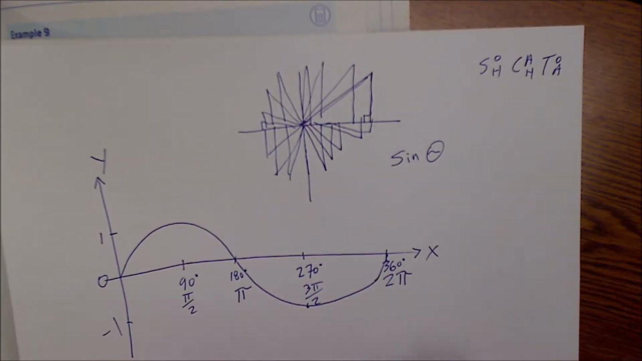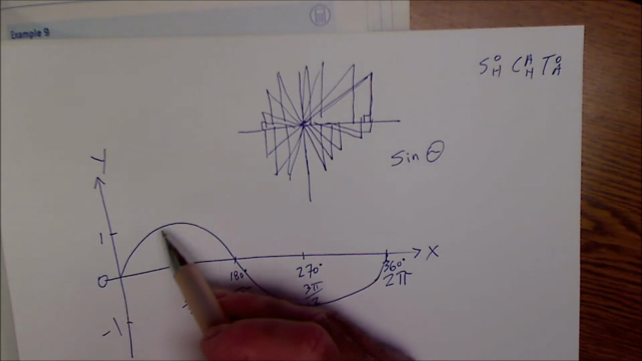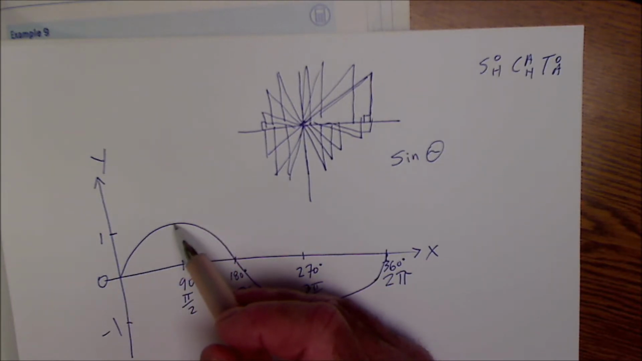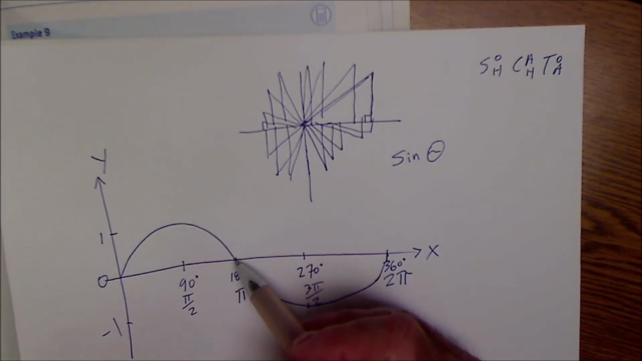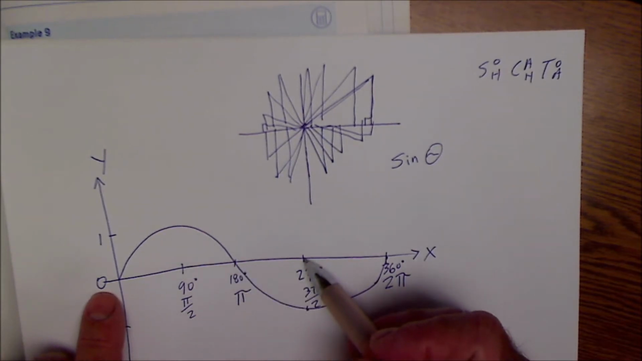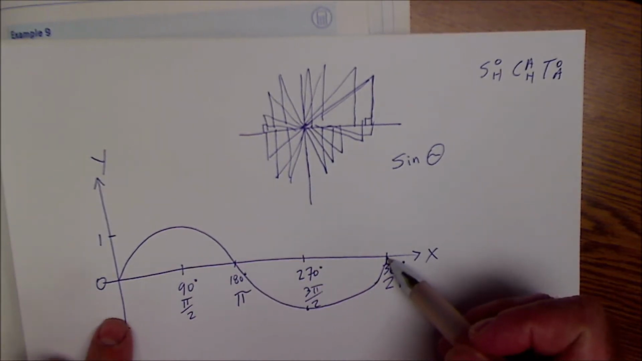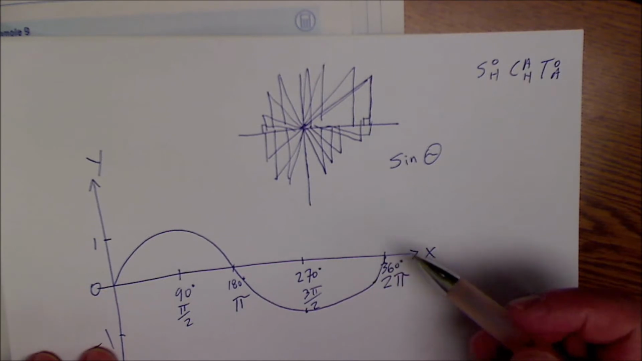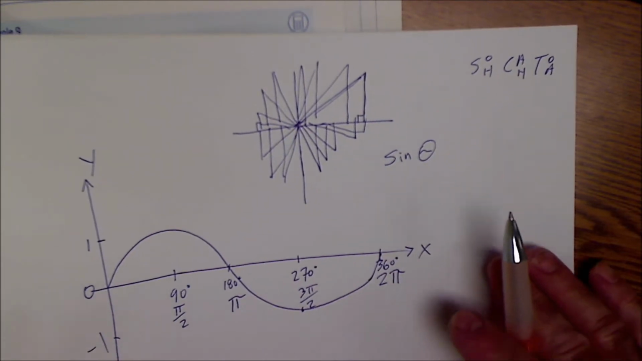The important thing to remember is it starts at the origin and it goes up. The first quarter is 1, the second quarter back to 0, the third quarter -1, and the fourth quarter back to 0. So that's your sine graph.